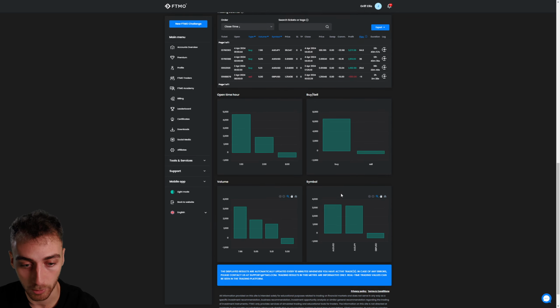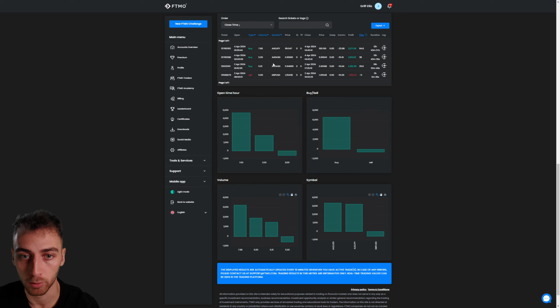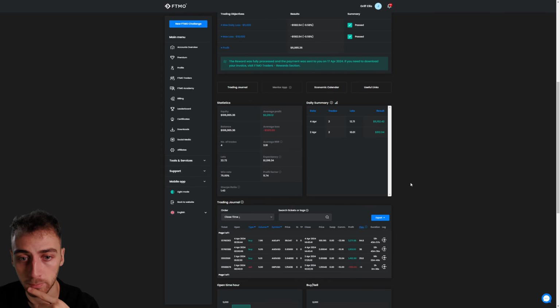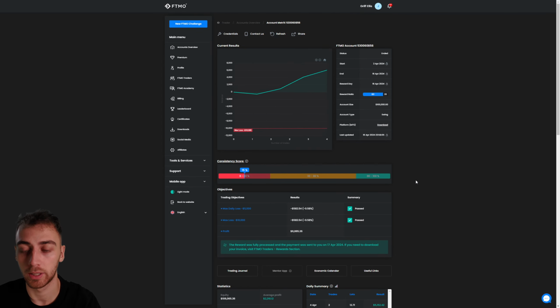The buys made the most money. The volume is pretty consistent. The volume's only higher on one where I was trading against the JPY. Yeah, pretty interesting. There's not a lot extra to go over here, to be honest, so I'll just go straight to the payout process and I'll walk you guys through how that goes.